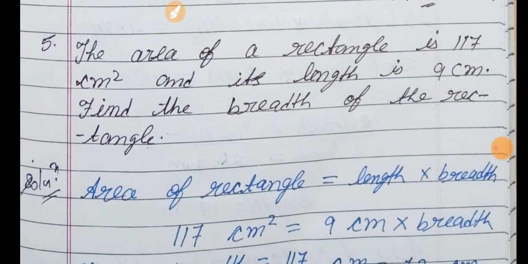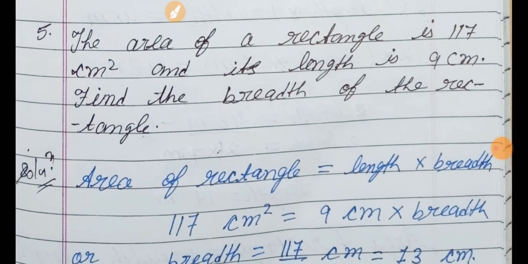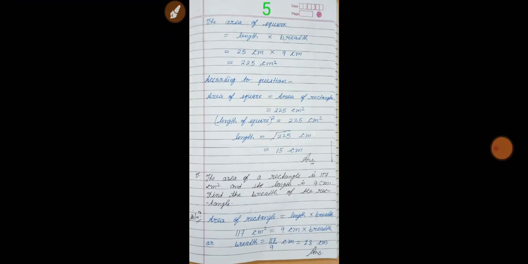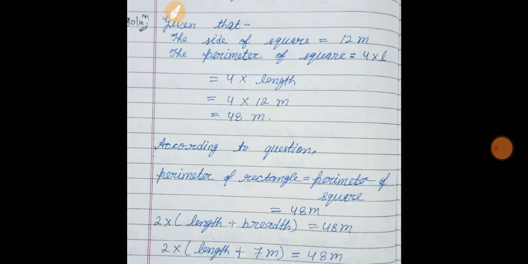Now question number 5. The area of the rectangle is 117 centimeter square. This is the area of the rectangle, dear, and you know the formula for the area of the rectangle is equal to length into breadth, and its length is 9 centimeter. Find the breadth. So by use of the formula, in a simple way we will find it. 117 by 9 is equal to 13 centimeter. So please try to solve this question by yourself.